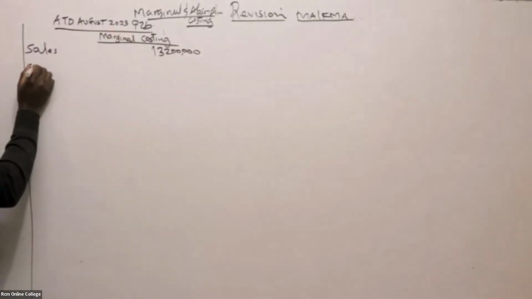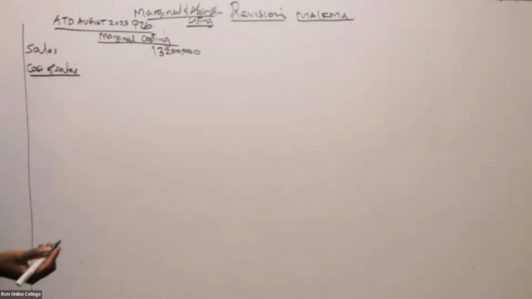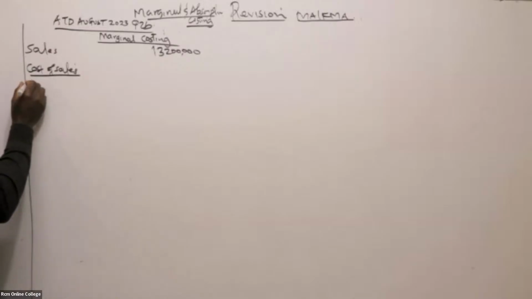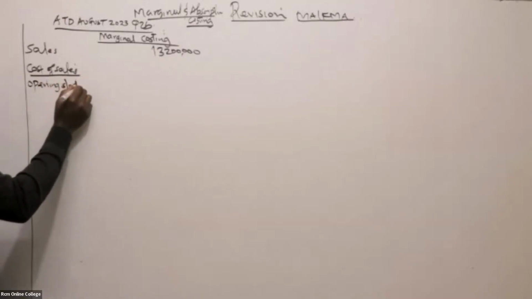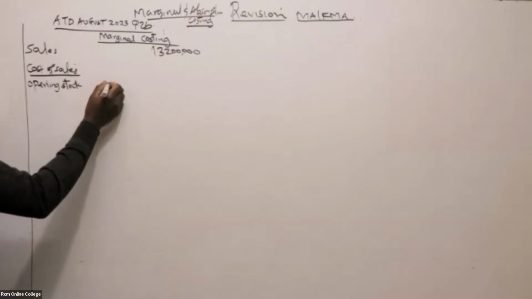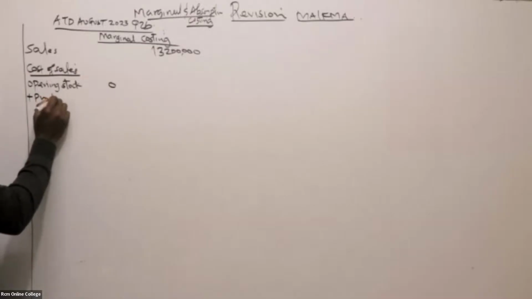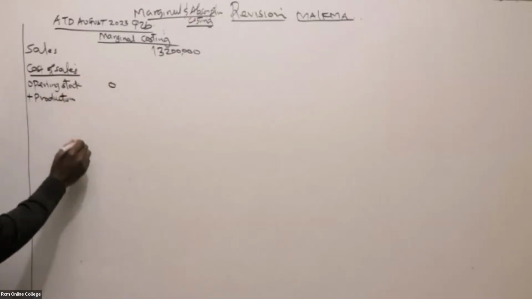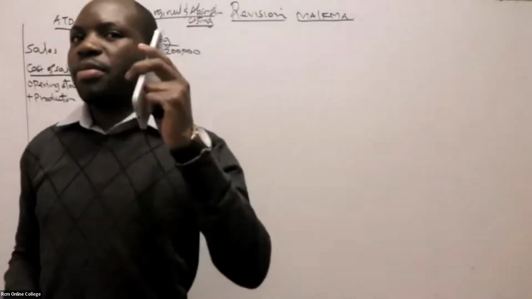Then from that, we are using marginal costing. We go to cost of sales. Our cost of sales under marginal costing will only contain what we call variable production cost. So let's get opening stock. Do we have any opening stock? If yes, we could have brought it in using that cost. So we don't have opening stock. How about production? So we add production. Remember, 30,000 units were produced.